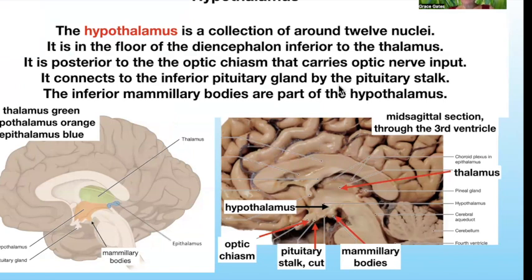It's in the floor of the diencephalon, inferior to the thalamus. It's posterior to the optic chiasm that carries optic nerve input, and it connects to the pituitary gland, which is inferior to it, by the pituitary stalk. The mammillary bodies are part of the hypothalamus. They're posterior to the pituitary stalk.